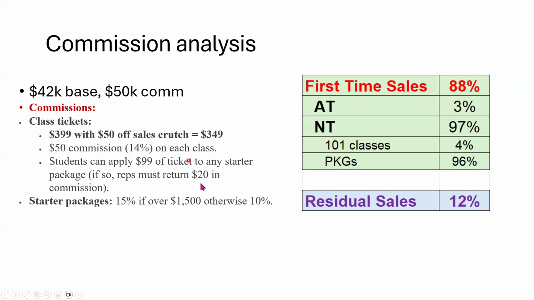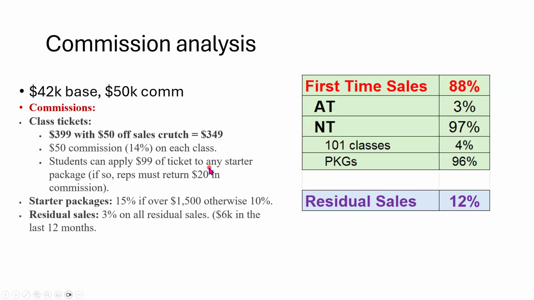And on starter packages, they start at $600 and they go up to a little over $1,500. So if the sales rep sells the big package over $1,500, they get a 15% commission. Otherwise, it's a 10% commission.